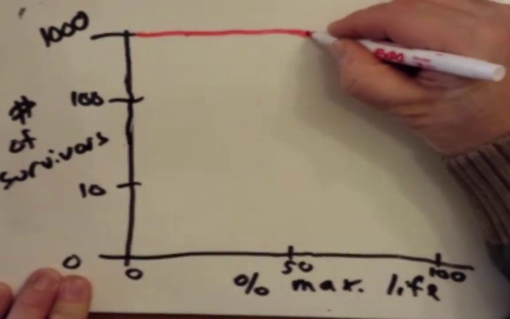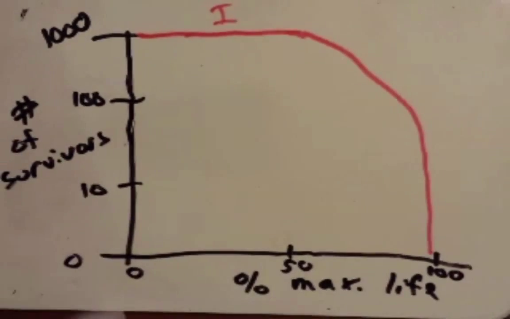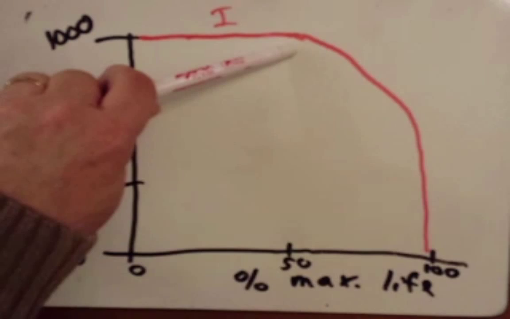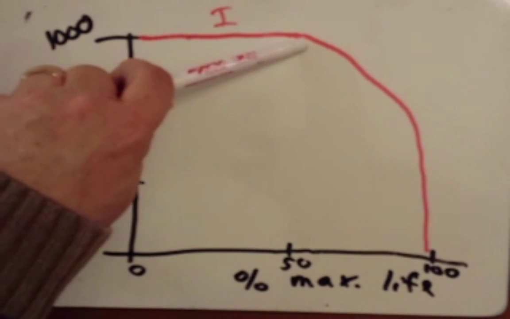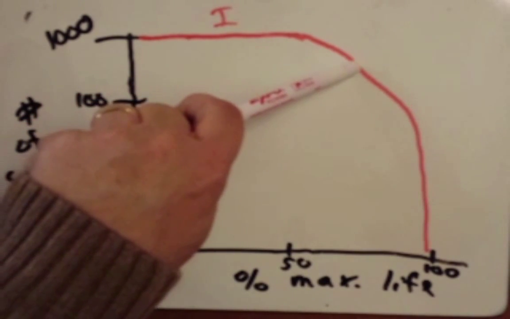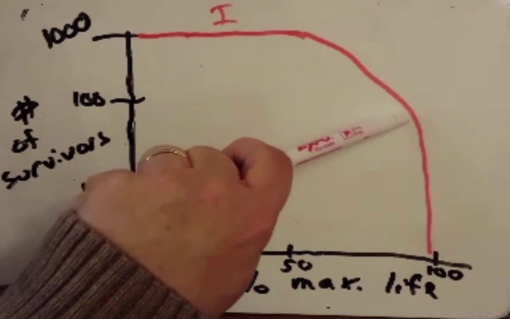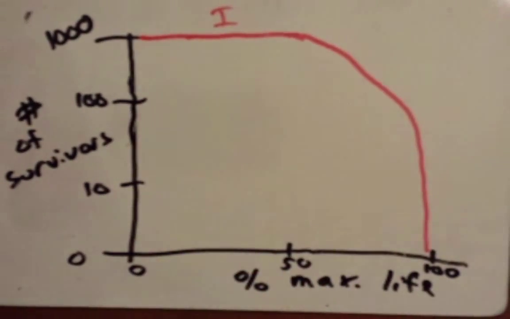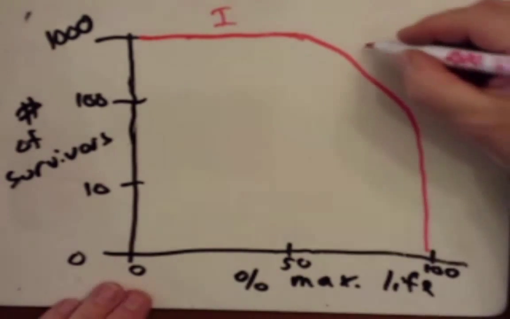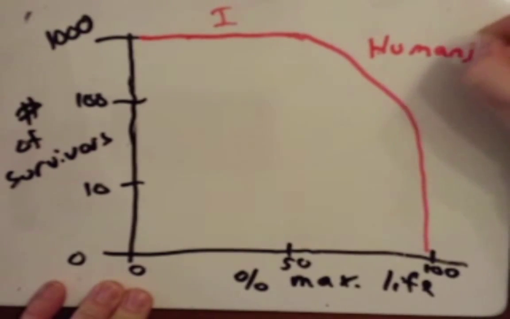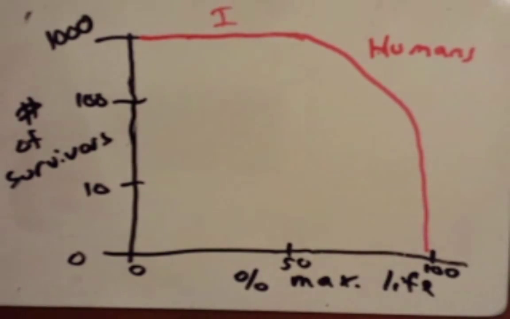Type 1 would look something like this, where most of the individuals who are born survive to at least 50% of the maximum life, and then somewhere after the 50% mark is hit, they gradually decline until they get pretty close to that 100% maximum life, and then they begin to die off. A great example of this, no bias included, are humans.